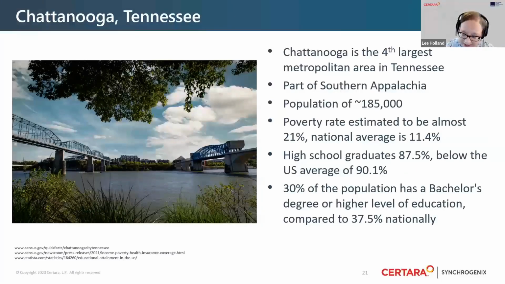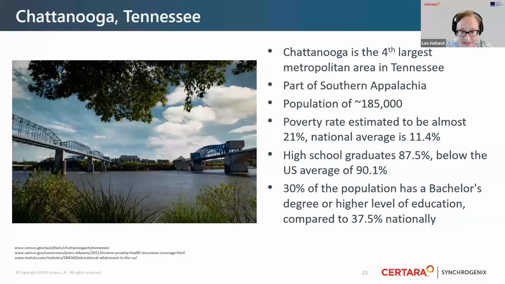The community we're going to look at is Chattanooga, Tennessee. Chattanooga is where I'm from. That's where I am right now, as a matter of fact. A little bit of information on Chattanooga. It's the fourth largest metropolitan area in Tennessee. It's part of Southern Appalachia, and actually, Chattanooga is one of the largest urban areas in the Appalachian region. It has a population of approximately 185,000 people.